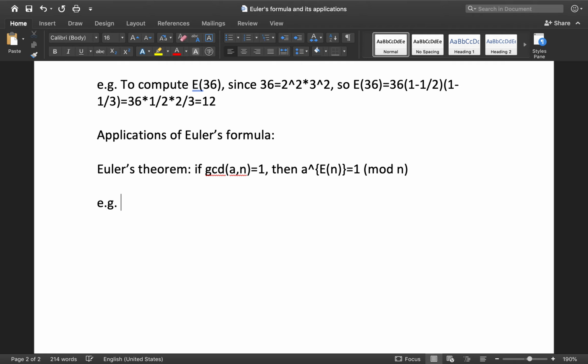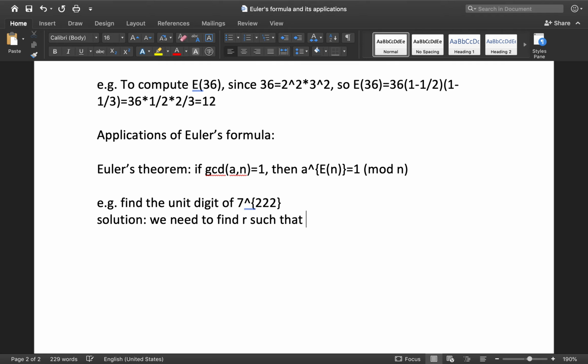Rather than just keep saying this abstract formula, for example, find the unit digit of 7 to the power 222. Again, this number is so huge that if you want to compute it directly, it's impossible. So the solution is the following. We need to find the positive integer r such that 7 to the power 222 is congruent to r modulo 10.